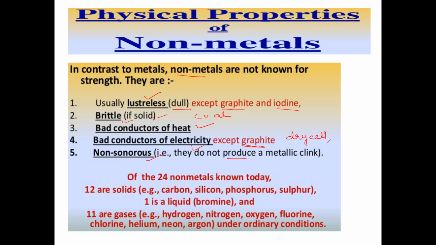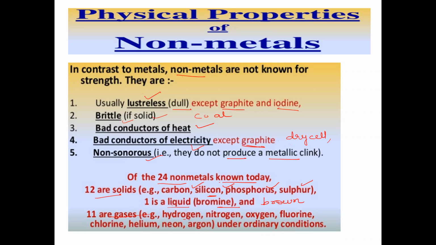Non-sonorous, they do not produce a metallic sound. So out of 24 non-metals, 12 are solid: carbon, silicon, phosphorus. Silicon is present in sand. Sulfur. One is liquid. Bromine is a brown coloured liquid.